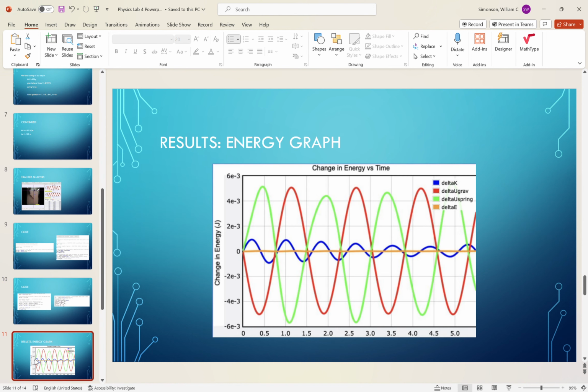So for the results, you can see that the potential energy graphs, the gravitational and spring, oscillate inversely to each other. The change in kinetic energy is very close to 0, and it's also oscillating. And the total change in energy, which was also stated earlier, is going to be 0 the whole time, because the gravitational and spring energies cancel each other out, and so does the kinetic energy.